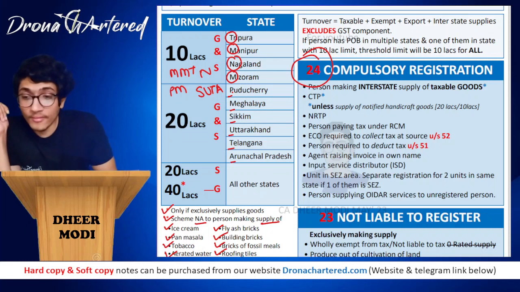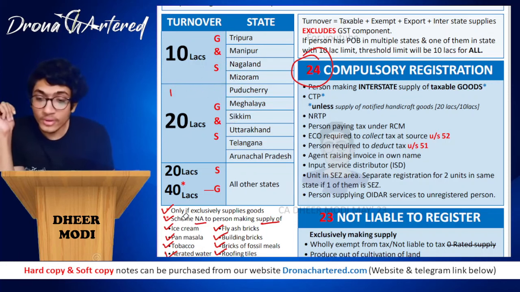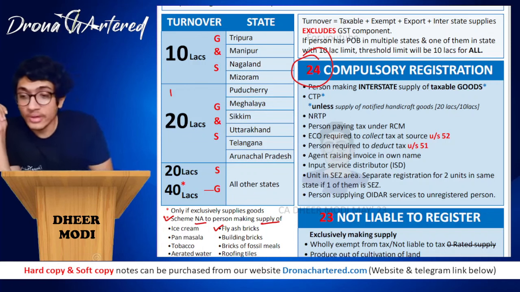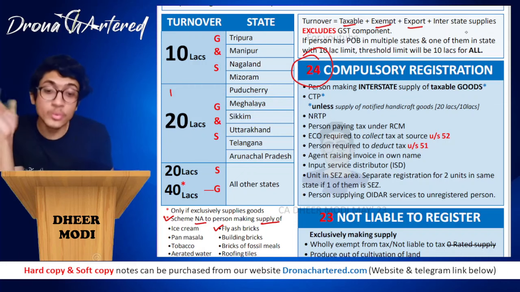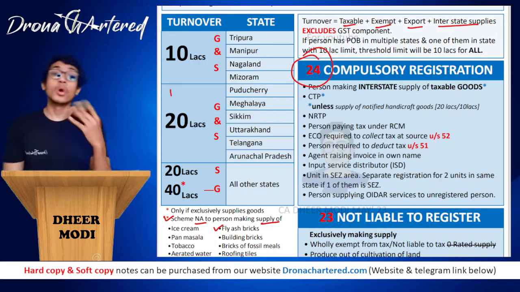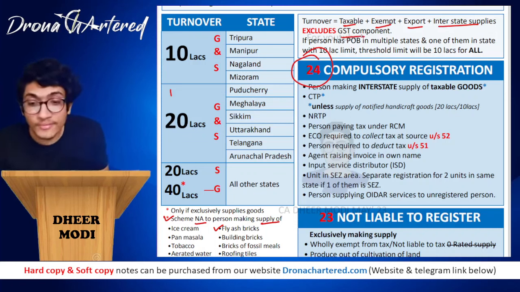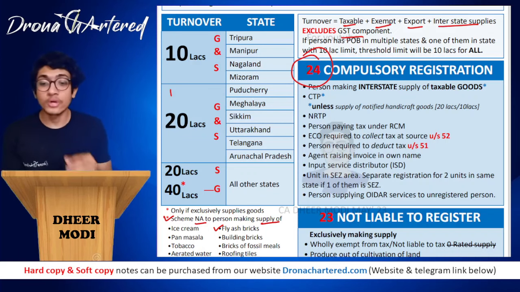Okay. Now, as I told you, this limit that we studied is based on turnover. So you'll ask me, sir, what does turnover mean? What comes under turnover? Therefore, I've added the definition of turnover also. The definition of turnover is any taxable supplies, any exempt supplies, any exports that you're making, any interstate supplies, everything will be included in your turnover. What will not be included is the GST component. For example, if you made a sale for 100 and you charge 18 rupees GST, now for the purpose of calculation of your turnover, only 100 rupees will be calculated. That 18 rupees GST component will not be calculated.